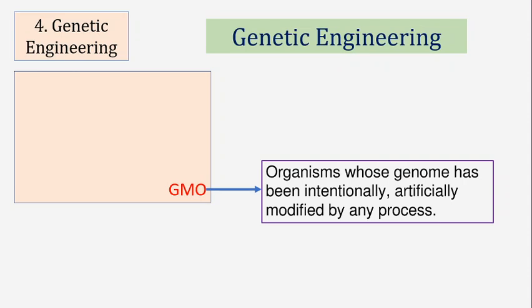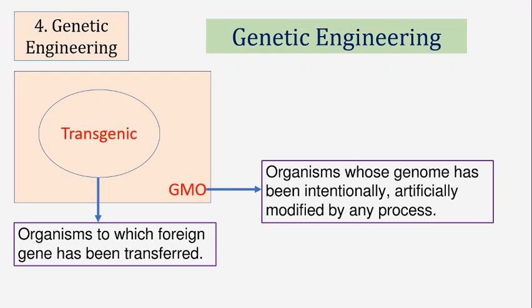And among the GMO, a subset of GMO are called transgenic. A subset of GMO organisms are called transgenic, in which a foreign gene has been transferred. So among all genetically modified organisms, there is a group of GMO which are also considered transgenic, because a foreign gene has been transferred to them. That is why we say that all transgenic organisms belong to GMO as a subset of GMO, but all GMO don't fall under the category of transgenic organisms.